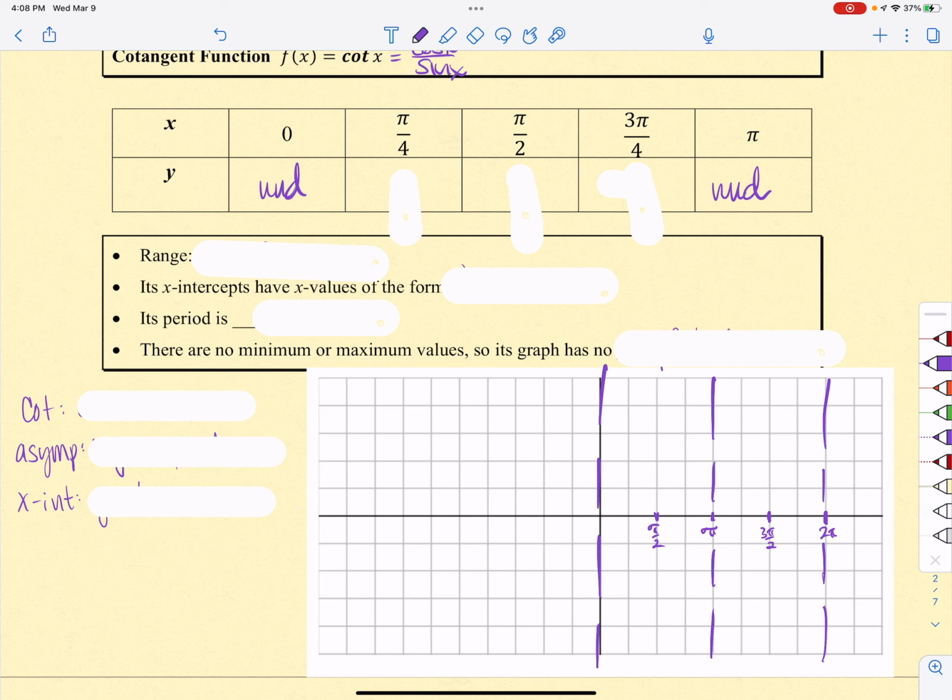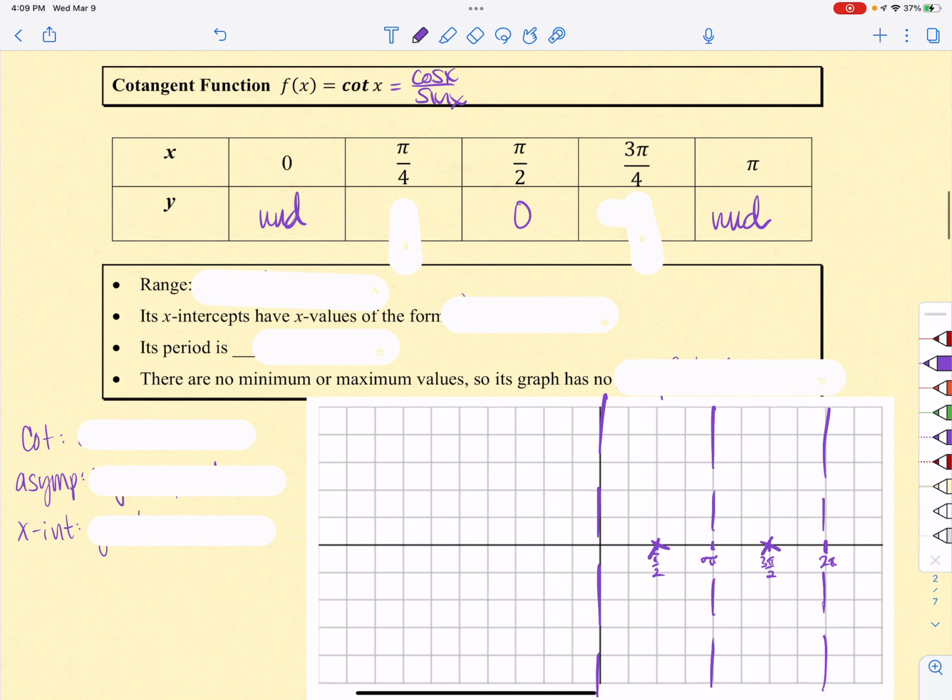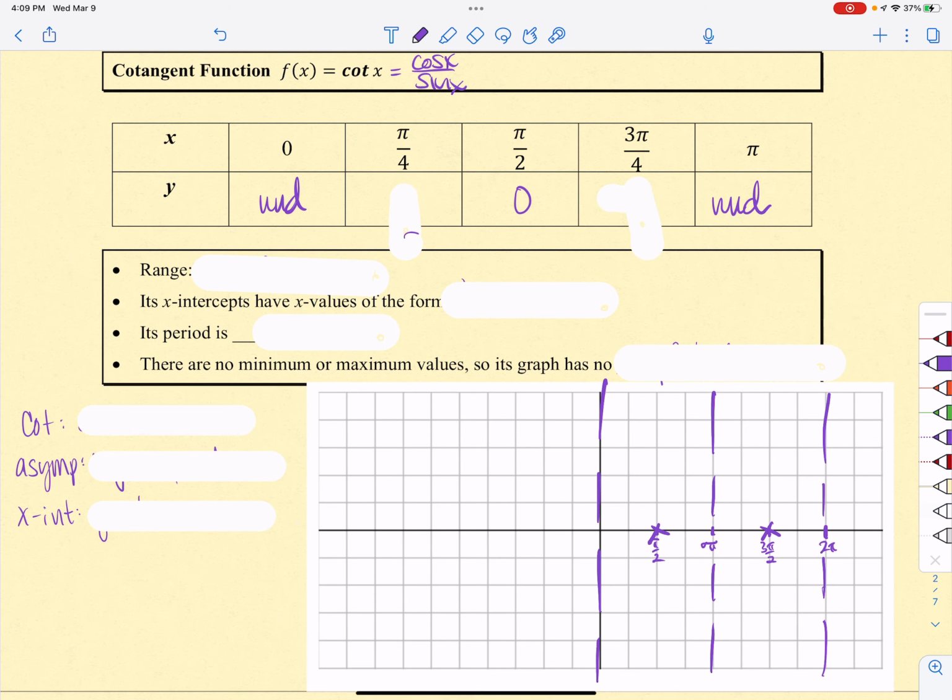Now at pi over 2, that is going to be 0 because that's going to be 0 over 1, which is 0, so that's going to be an x-intercept. And at 3 pi over 2, it would be 0 over negative 1, so another x-intercept. All right, so pi over 4, if you get the cotangent at pi over 4, that's going to be the same thing as 1. And at 3 pi over 4, it'll be negative 1.